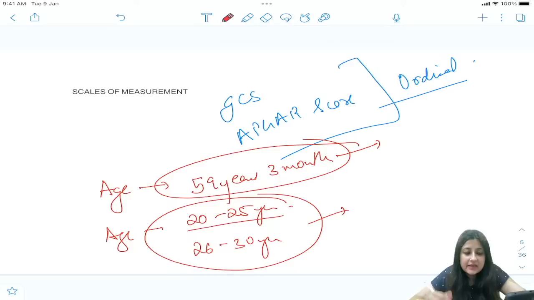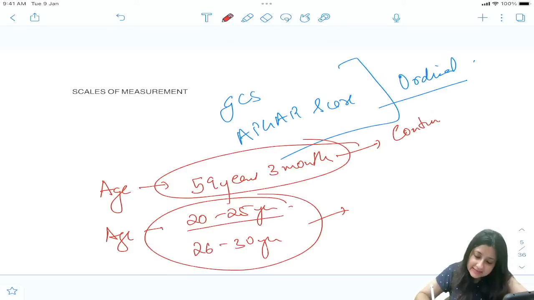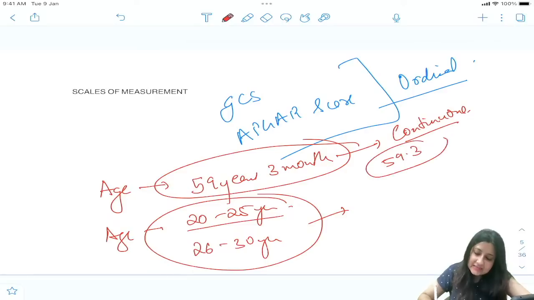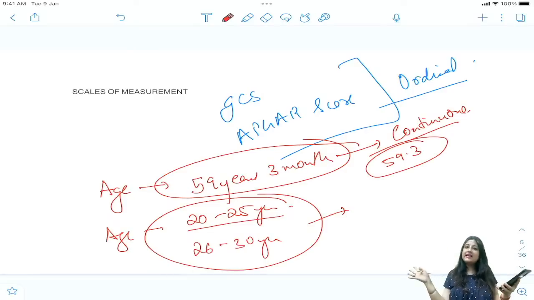Anybody can tell me what is the answer to this? अगर मैंने आपको बोला somebody's age is 59 years 3 months, which type of variable am I talking about? Continuous or discrete? Very good. Dipanjali got it. This is continuous. I just wanted to clarify this because 59 years, 3 months, hai na? Toh 59.3 ho gaya.